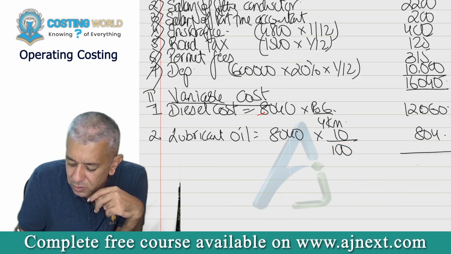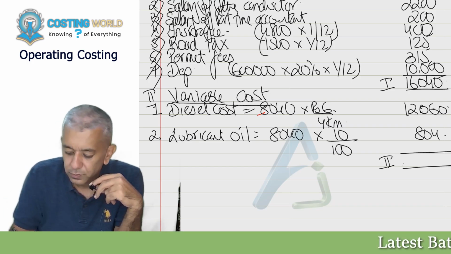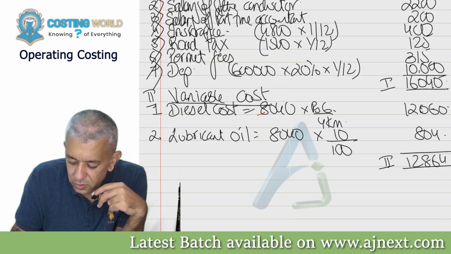Just total it up, please. This will be your variable cost. 1, 2. 12864.